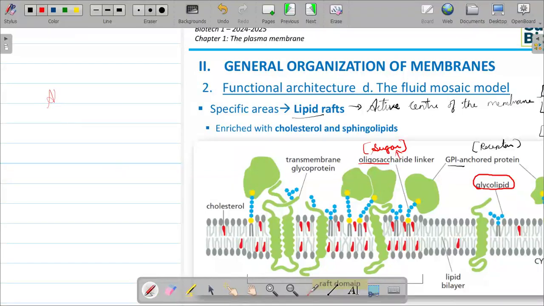So your definition comes like this: it is an attachment of biomolecules in the plasma membrane. Am I correct?